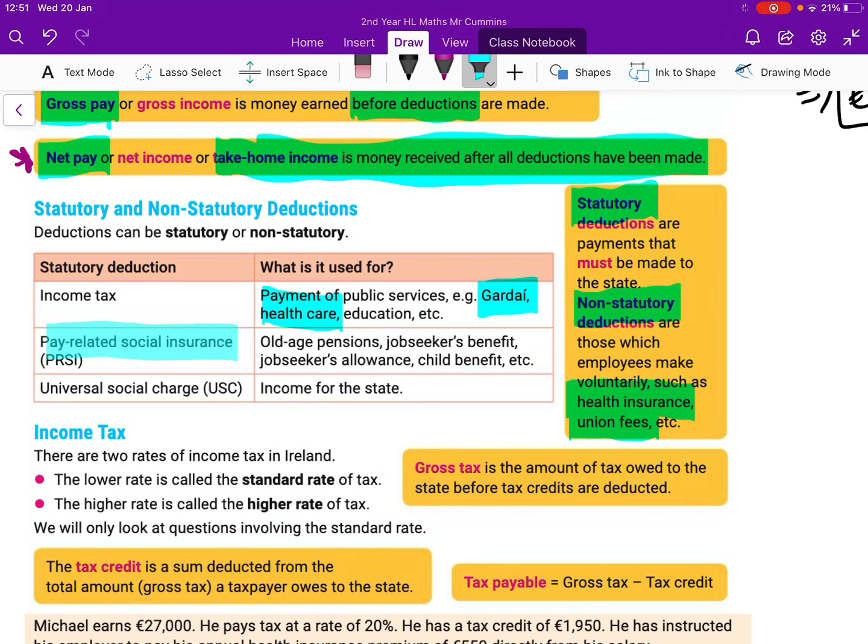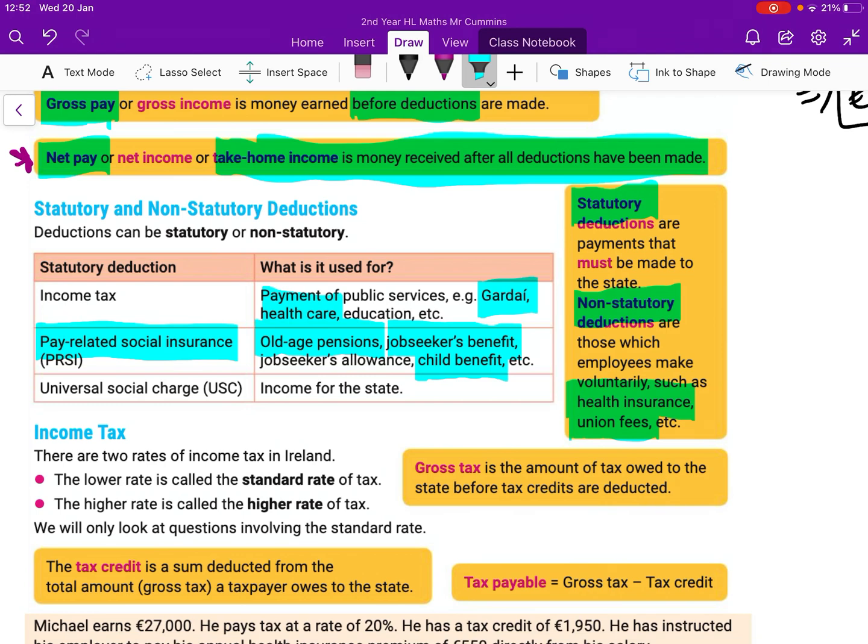You also have this one here, the PRSI. So these are statutory ones, and they're for people who have finished their work and are on an old age pension, people who can't work, who are on jobseeker's benefit, on social welfare. You also have, if you go on to have children, child benefit to feed and clothe children.